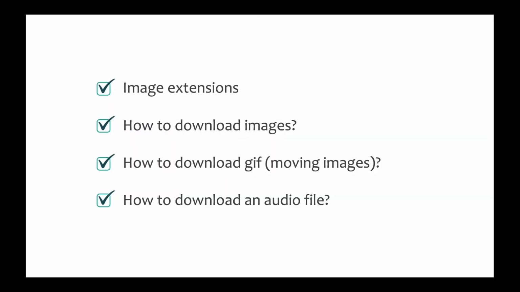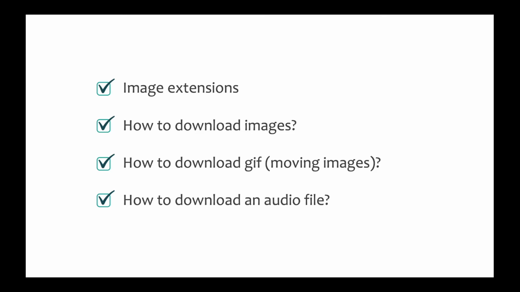Hello everyone. So in this video we are going to understand the following four things. First, we'll get to understand what basically image extensions are and what the most common ones are. Then we'll see how you can download any image on your computer from the internet. Then we'll see how you can download moving images, which are also called GIFs. And finally, we'll see how you can download any audio file that you can directly use for your regular purpose.